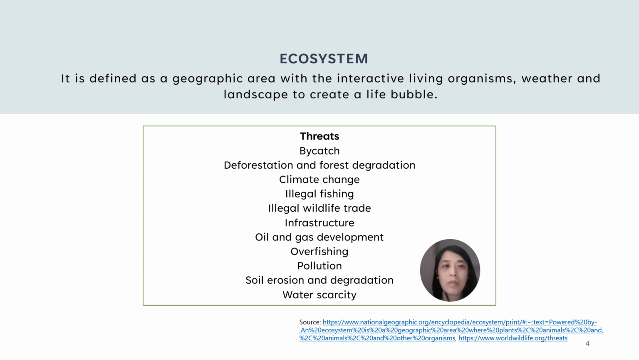An ecosystem is a bubble of life that includes interactive living organisms, weather, and landscape. Biotic factors involve the living organisms, while abiotic factors include soil, temperature, and humidity. They are interactive as they depend on each other. For example, a change in temperature can affect plant growth. Same thing, the growth of the plant can affect the temperature as well.